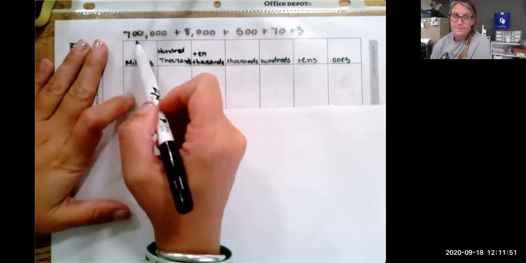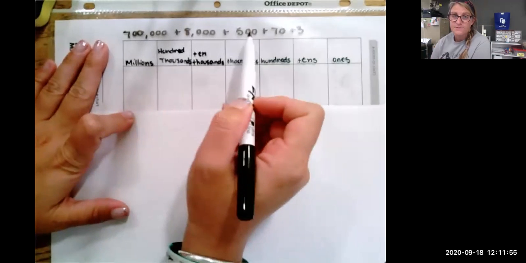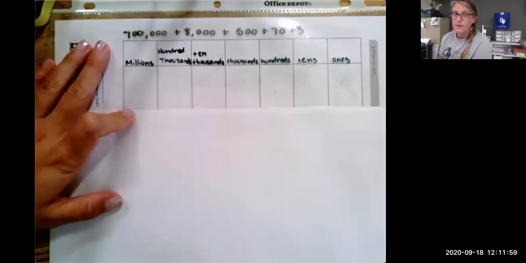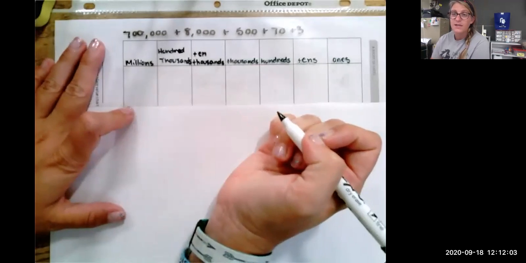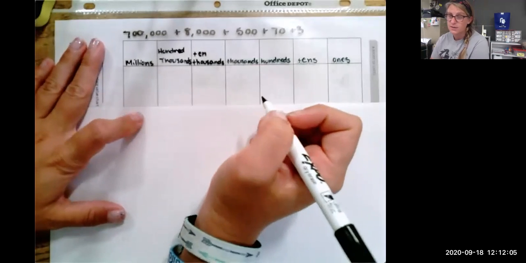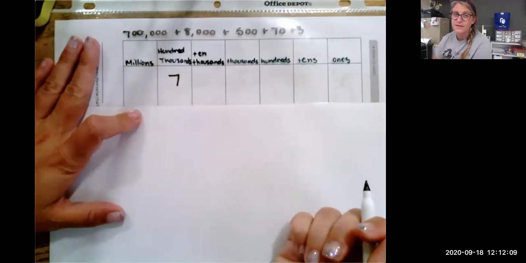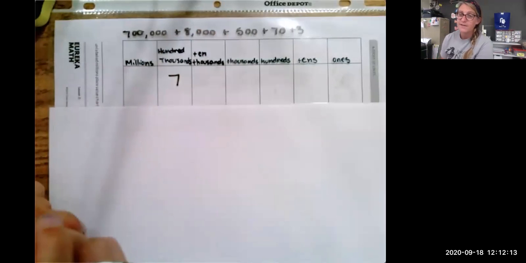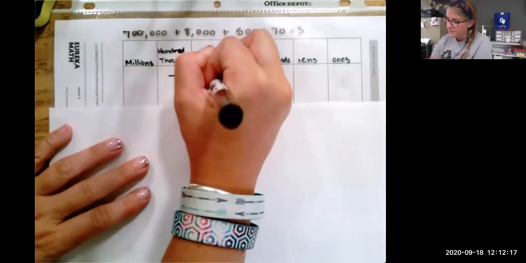Here is our problem. 700,000 plus 8,000 plus 500 plus 70 plus 3. So since we have 700,000, that number is going to be in our 100,000s place. So our digit in our 100,000s place is going to be a 7. In our 10,000s place, we don't have any 10,000s represented. So we're going to put a 0.